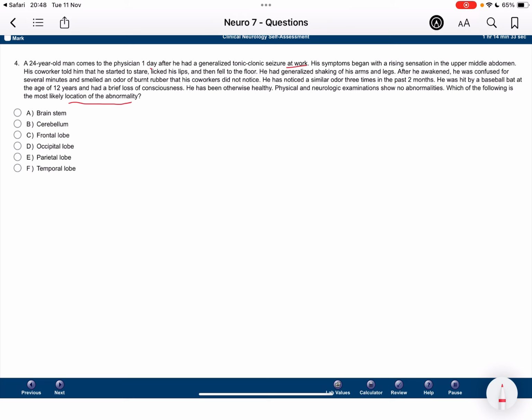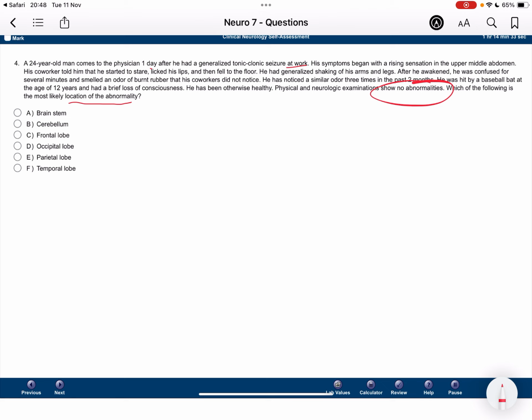After he awakened, he was confused for several minutes and smelled an odor of burnt rubber that his co-workers did not notice. He has noticed a similar odor 3 times in the past 2 months. He was hit by a baseball bat at the age of 12 years and had a brief loss of consciousness. He has been otherwise healthy. Physical and neurological examination shows no abnormalities. Which of the following is the most likely location of the abnormality?